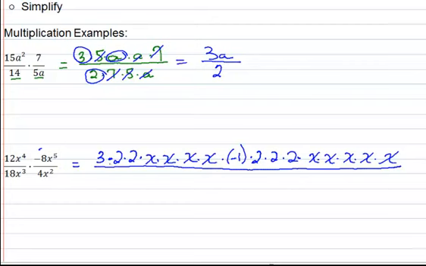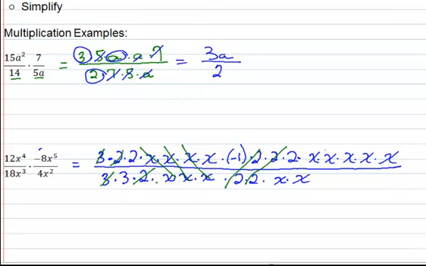Now we've got 18, which is 3 times 3 times 2, and 3 x's. And then we've got 2 times 2 and 2 x's. And now we are looking for anything the same in the numerator and the denominator. So here we have a 3 and a 2, and here we've got x, x, x. Here we've got some 2's and x's. And I really do tend to do this because it's really easy to miss things if you don't.